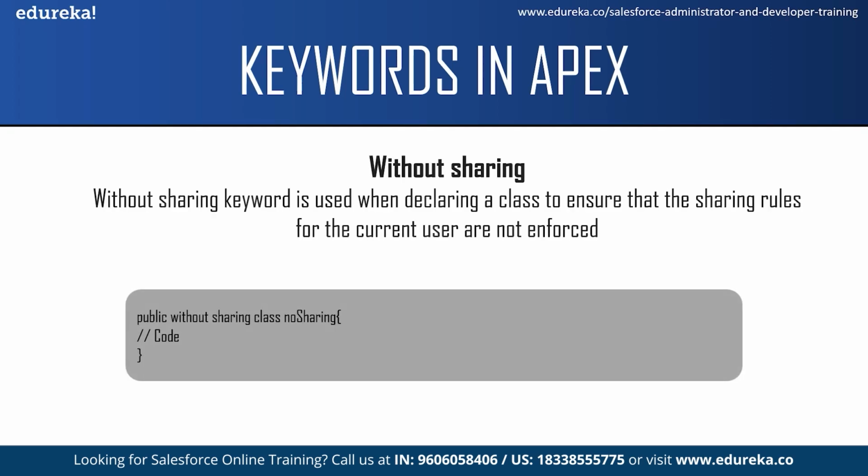After this, the next keyword is without sharing. Now the without sharing keyword is the opposite of the with sharing keyword. The without sharing keyword is used when declaring a class to ensure that the sharing rules for the current user are not enforced on that class.